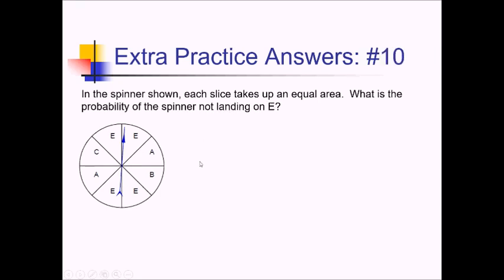For this one, we want the probability of not landing on E. Okay, well, there's 8 possibilities because there's 8 spaces on this spinner. And let's see, 4 of them are E's, 4 of them are not E's. And they're pretty clustered together, so they're easy to pick out. So that's 4 out of 8 chance of not getting an E, which we can reduce to 1/2.